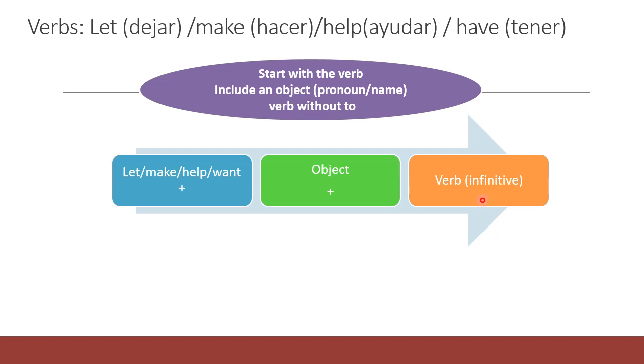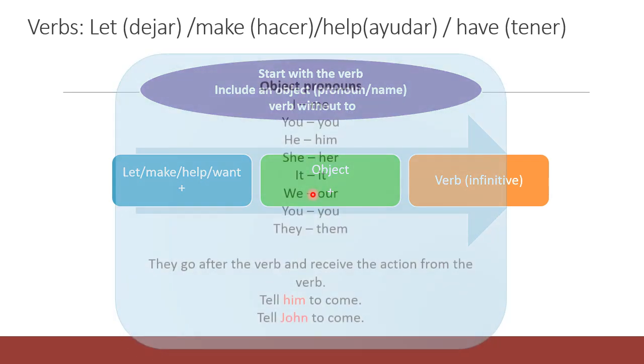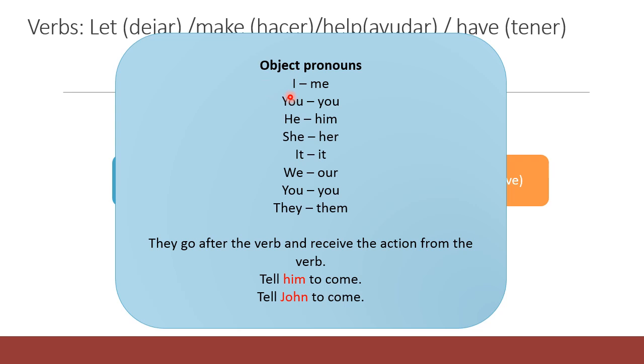Let's talk about the object pronouns, or the objects that we are going to use in these sentences. Each subject pronoun has an object pronoun. The object pronoun of I is me, from you, you, from he, him, from she, her, from it, it, from we, us, from you, you, and from they, them. Remember, these object pronouns go after the verb and receive the action from the verb.